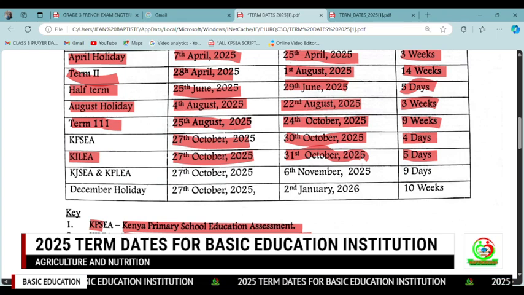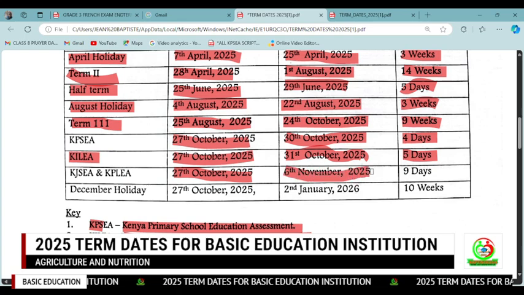Then we shall have the next national exam, called KJSEA. KJSEA stands for Kenya Junior School Education Assessment. It will start on the same date as KPSEA, KILEA, and the others. All those will start on the same date, 27th October 2025, and end on 6th November 2025. That's a good 9 days.